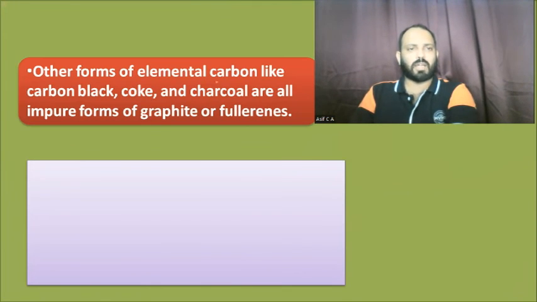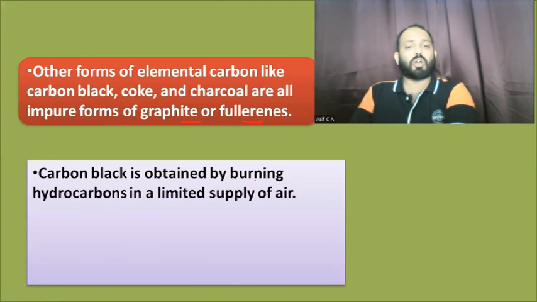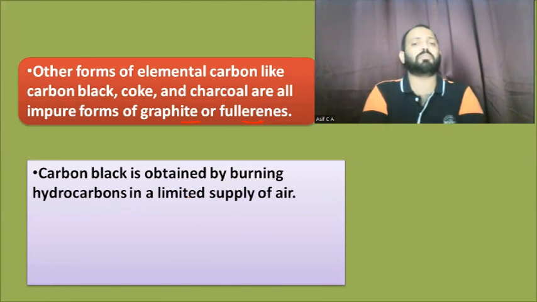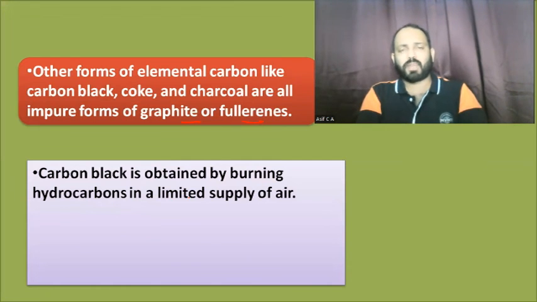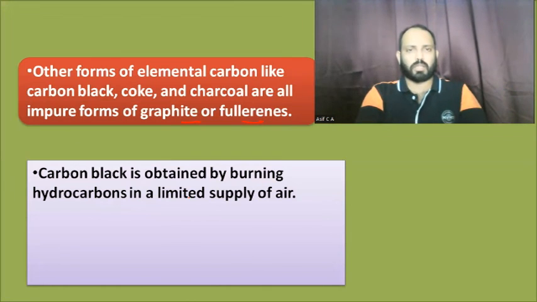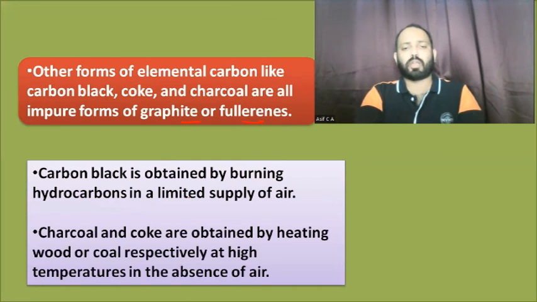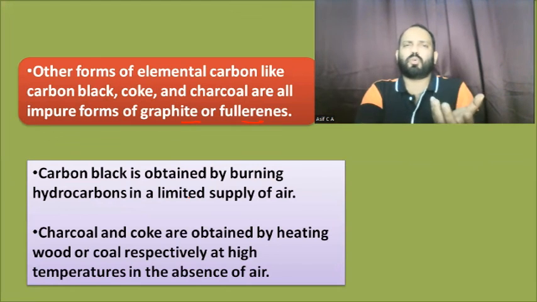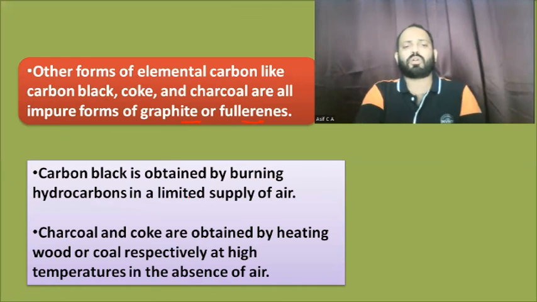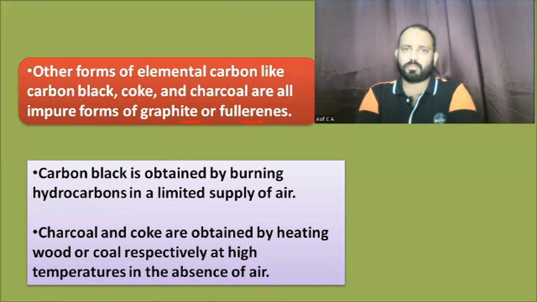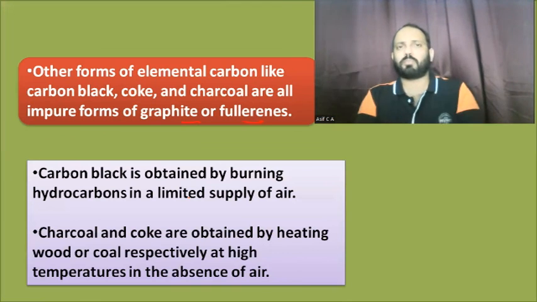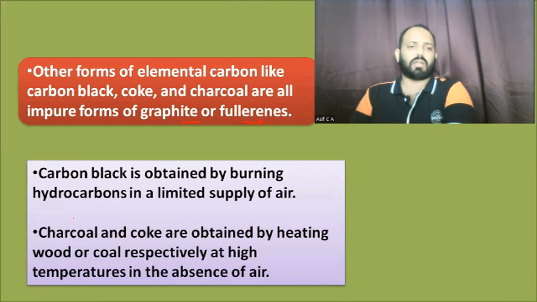Other forms of elemental carbon like carbon black, coke, and charcoal are impure forms of graphite or fullerene. Carbon black is obtained by burning hydrocarbons in a limited supply of air. So if you burn some hydrocarbon in a limited supply of air, you get carbon black. How do we get charcoal and coke? You have to heat wood or coal, and you will get charcoal and coke in the absence of air.